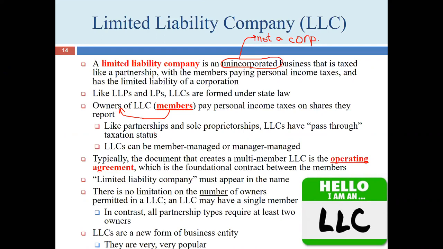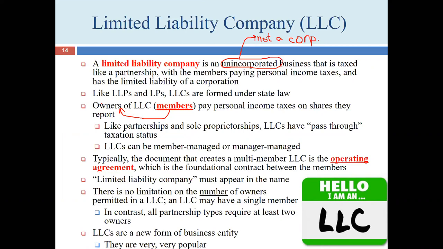When we talked about a partnership, we call the owners partners. When we talk about an LLC, the name for owners is members. There can be a single member or there can be multiple members. This is our first type of entity in which that is a true statement. A sole proprietor can have only one owner. A partnership has to have more than one owner. So this is the first one that allows you to have a single owner or multiple owners. And again, the name for owners is members.